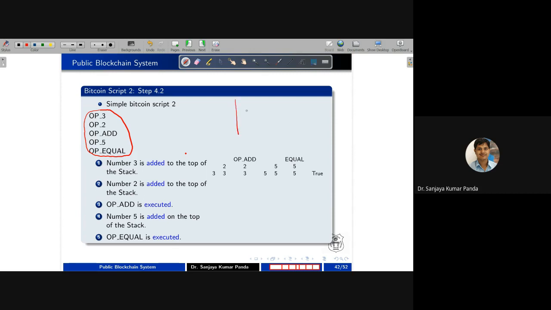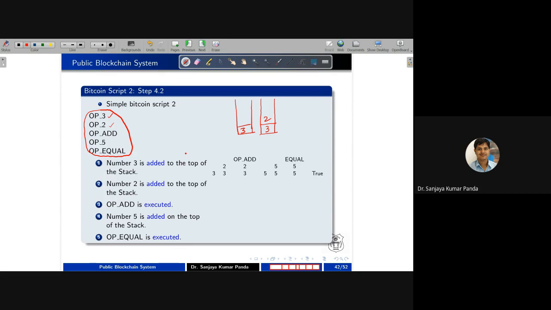What does it indicate? You have to consider a stack, and you have to push the value 3 into the stack. OP_3 means an opcode instruction to push 3 into the stack. Now when OP_2 is detected, you continue with this stack. You have to insert 3, then you have to insert 2. OP_2 means push the number 2 into our stack.